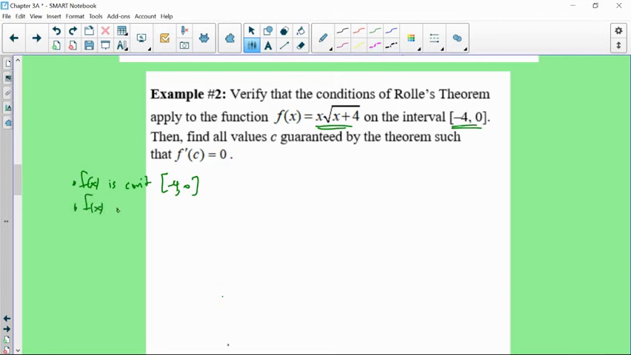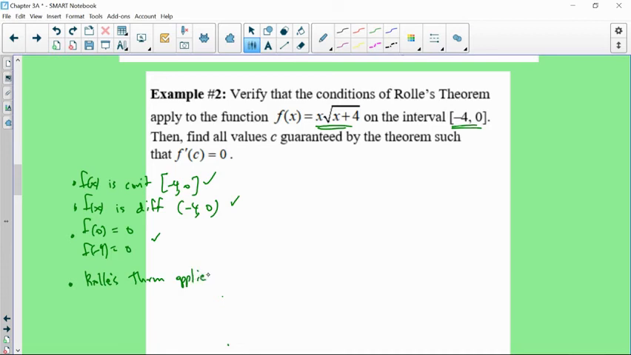f of x is differentiable on the open interval, -4 to 0. And again, the only issue would be at these endpoints where there had been a cusp. So like at -4, there would have been a cusp, but it's okay because it's an endpoint, so it doesn't count because I'm on the open interval. And let's check f of 0, and let's check f of -4 to see if they're the same value. So putting 0 in, I get 0. And same thing with -4, we get 0. So we checked all 3 things, and because all 3 things are satisfied, we know Rolle's theorem applies.